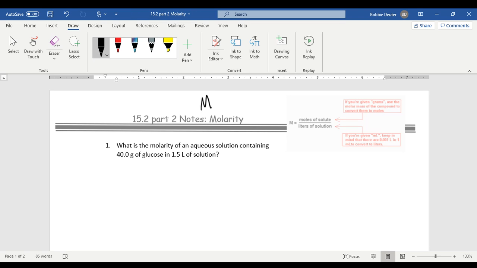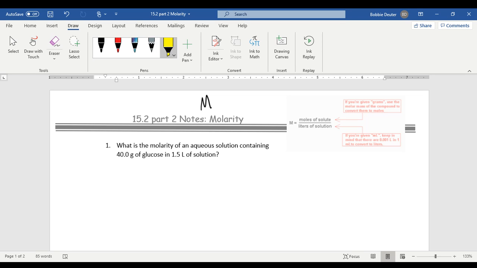When we did our double replacement reactions this year, we used a lot of things called like 3 molar hydrochloric acid. That's what we're talking about. It's moles per liter, and this is the nice little equation that we have for that. So let's go through a couple of problems looking at that.